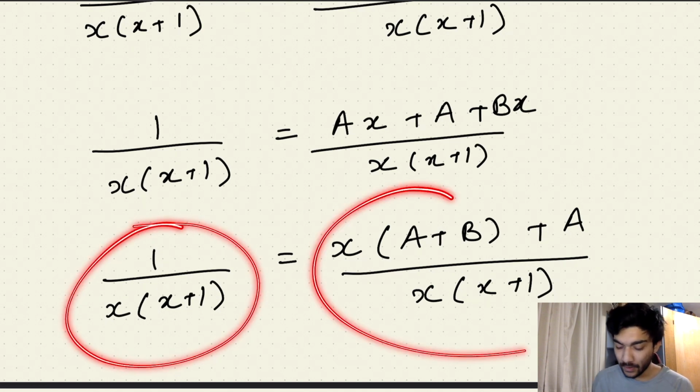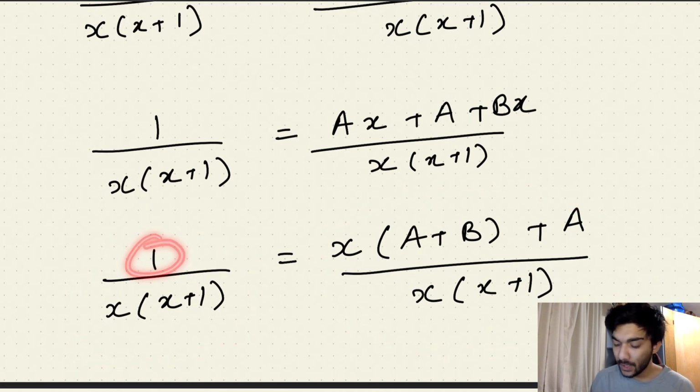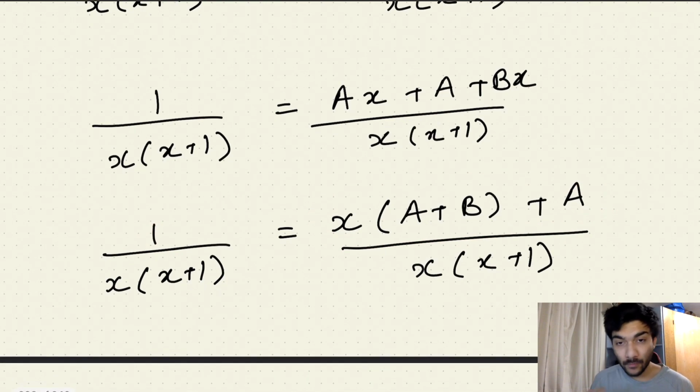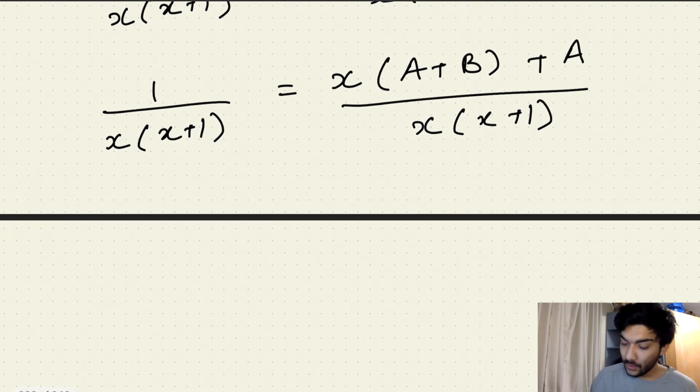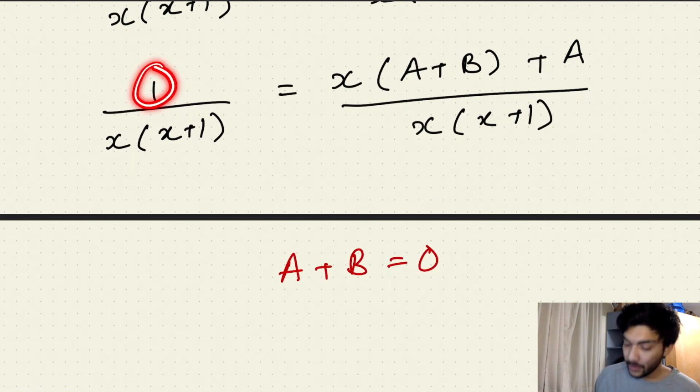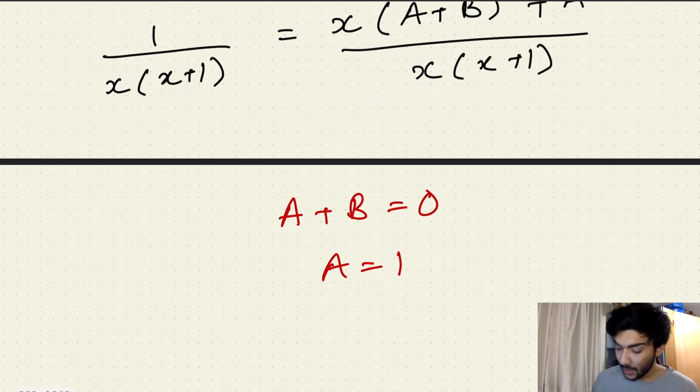Now we only have to compare the left hand side with the right hand side. In the numerator, if we compare the coefficients of both of these numerators, we can solve for the values of A and B. You can clearly see in this case that you don't have an x term over here, so the coefficient of the x term is 0. By comparison, we know that A plus B is 0 because we don't have an x term over here. We have a constant over here which can be compared to A, so we know that A plus B is 0 and A is equal to 1.